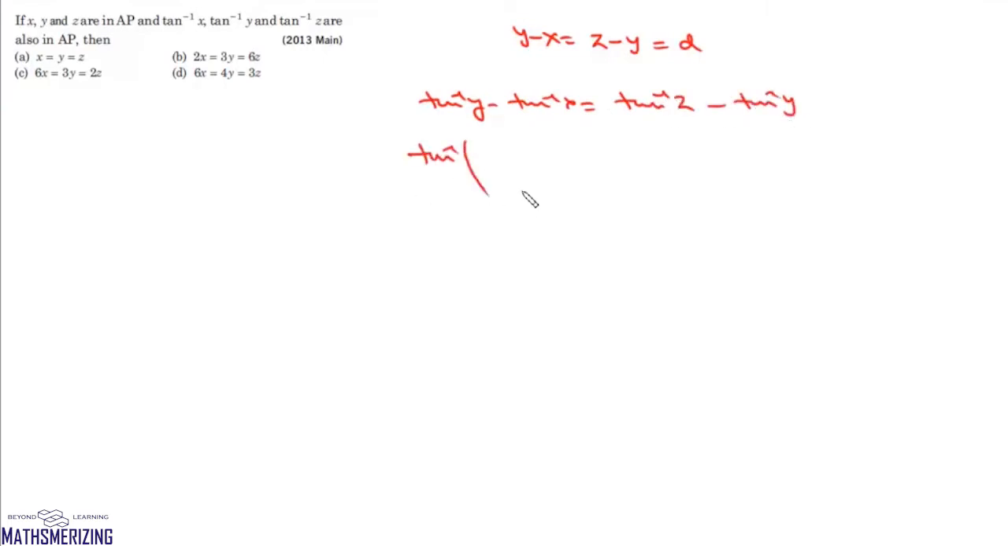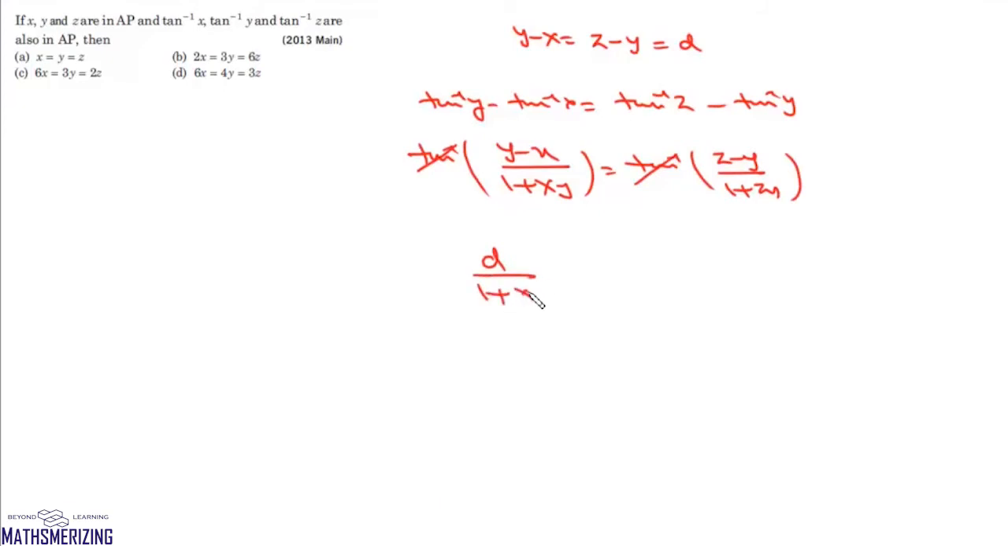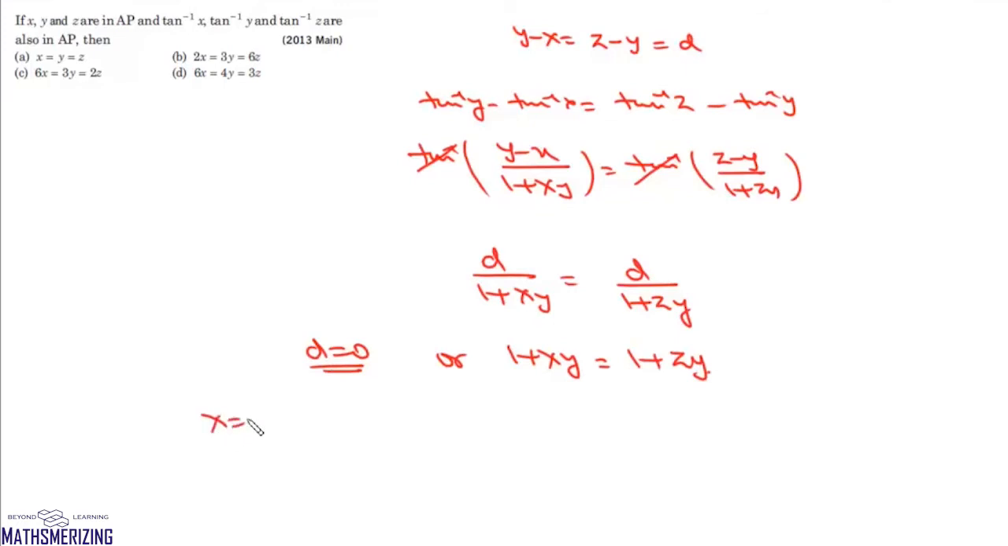Now we'll use the formula, so it will be tan inverse of (y minus x) upon (1 plus xy), and it should be equal to tan inverse of (z minus y) upon (1 plus zy). Now we can cancel tan inverse. Now y minus x is d and z minus y is also d. So we'll get d upon 1 plus xy equal to d upon 1 plus zy. So from here we get this condition: either d is 0 or 1 plus xy is equal to 1 plus zy. Now if d is 0, then basically x equals y equals z.